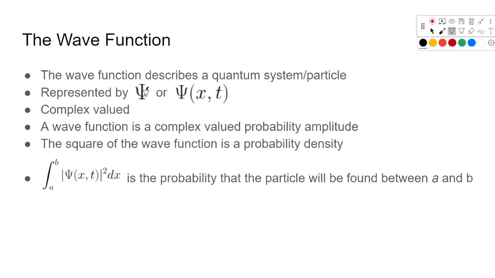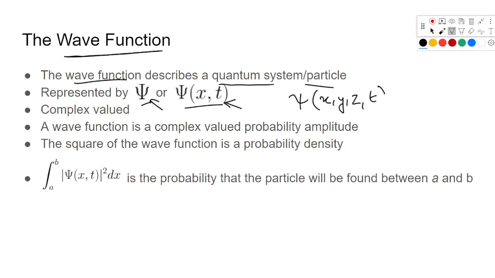The most important thing in quantum mechanics is the wave function. The wave function describes the quantum system or the quantum particle. So if you know the wave function of a system, you know everything about the system. And this is how you represent it. This is just a shorter way to represent it. This explicitly tells us it's a function of x and t. Of course, it could also be a function of x, y, z, and t. This is also a wave function, with a dependence on three coordinates and time.